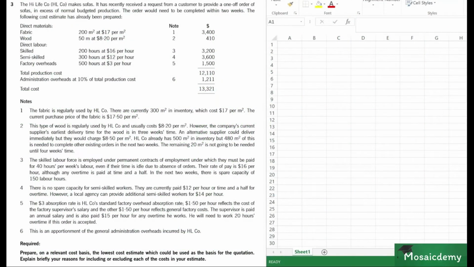Hello everyone. So, today we're going to be doing another ACCA past paper question. And the topic we've picked for today is relevant costing. So this question, HLCO, is from the December 2014 past paper. It's in section B, it's question number 3. And it's for 10 marks.